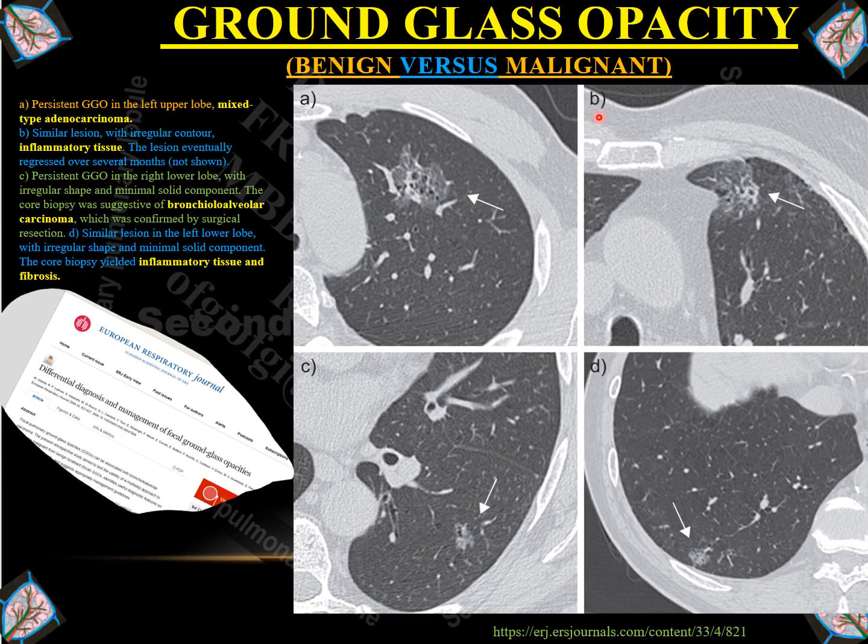Ground glass opacity sometimes appears malignant like this when it comes as a unifocal lesion. So unifocal ground glass opacity should be taken care of. This was diagnosed by biopsy as bronchoalveolar cell carcinoma. However, these unifocal lesions were diagnosed as an inflammatory process according to this study.